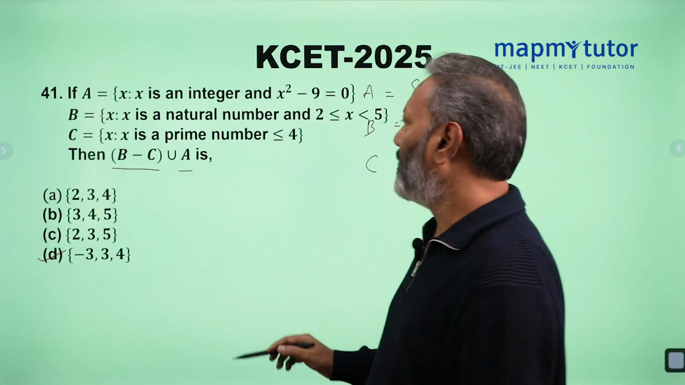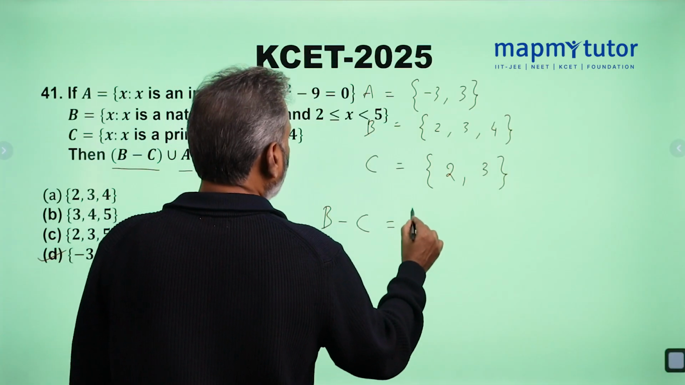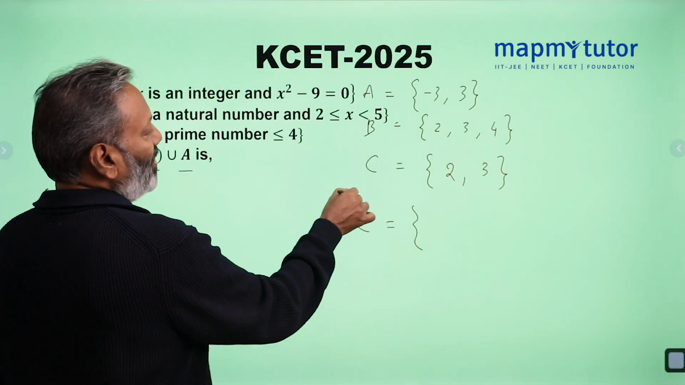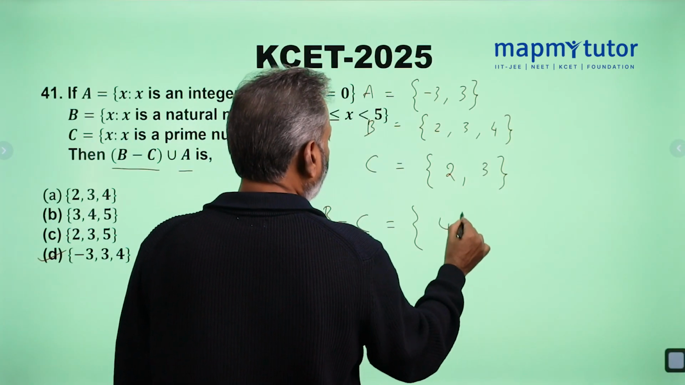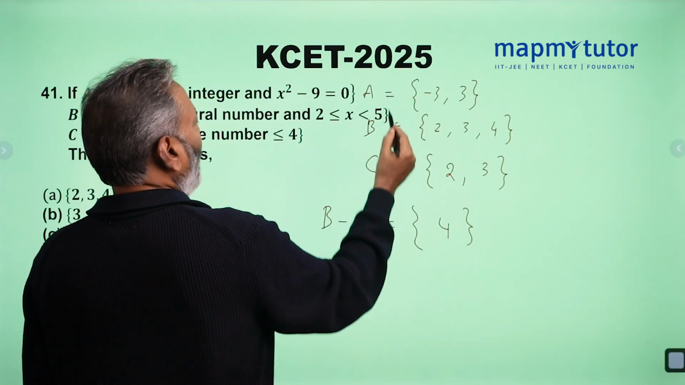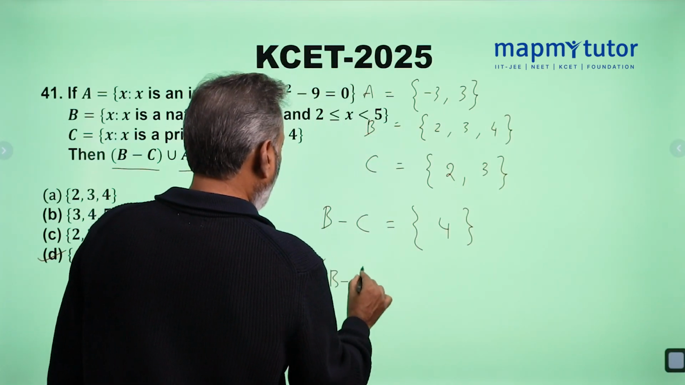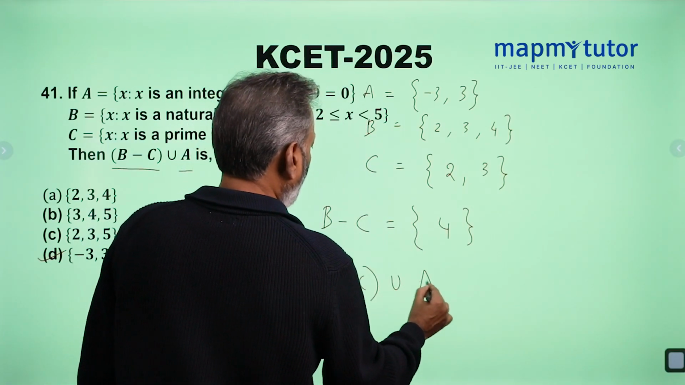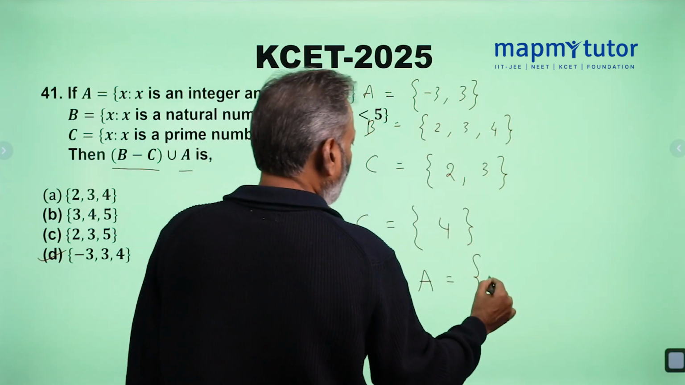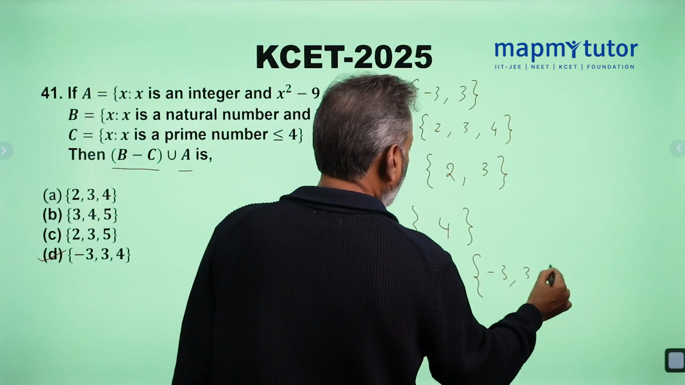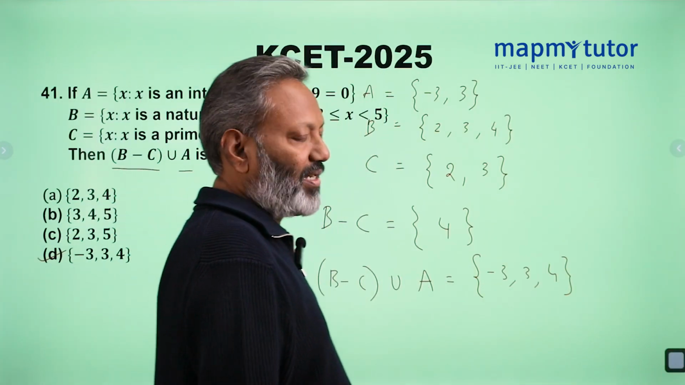But I'll explain. What is B minus C? Come on, let us calculate. What is the meaning of B minus C? Elements of B but not in C. What are the elements of B not in C? Only 4. And A is already known: minus 3 and 3. Now I want B minus C union A, and hence I have to take the elements 4, minus 3 and 3. If I write them in increasing order, of course order has no importance, minus 3, 3, 4 is the correct answer.